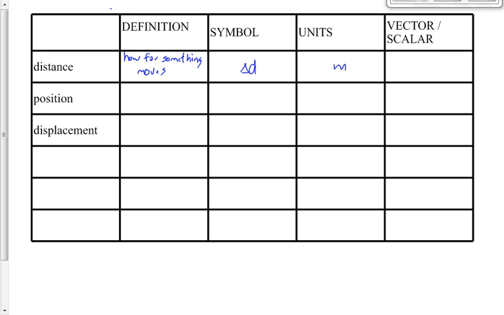Now I want you to tell me whether it's a vector or a scalar. I run around the track, my distance is 400 meters. I go to Edmonton, my distance is 350 kilometers. Is it a vector or a scalar? I walk around the track, my distance traveled is 400 meters. Is it 400 meters north? It's 400 meters. It's a scalar. Good. It's a scalar.